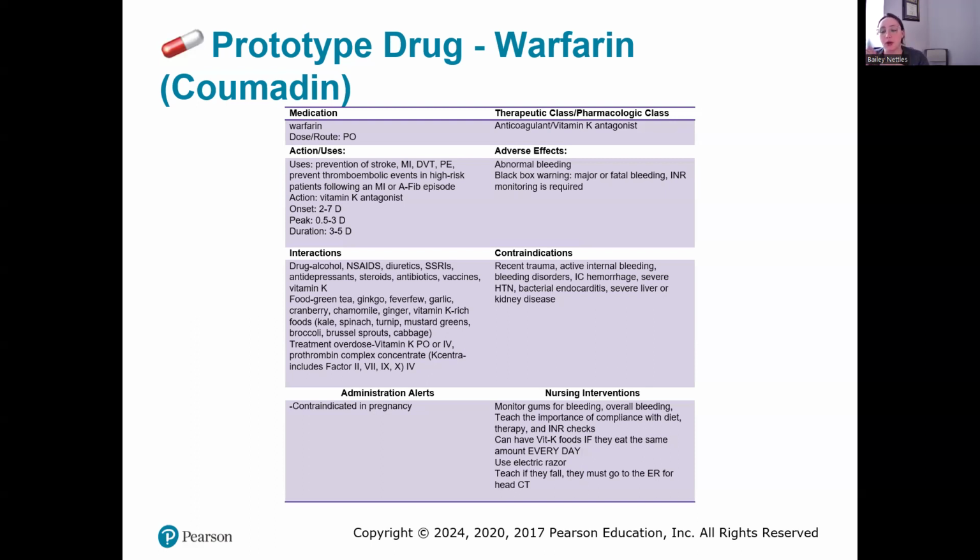Okay. So the very last point, teach them if they fall, they have to go to the ER. This is with any blood thinner. If you are on a blood thinner and you fall, I don't care if you hit your head or not, you need to go get checked. Okay. Things happen during events like that. You don't know if you hit your head or not. Go get a head CT. Okay. We need to make sure you don't have bleeding on the brain, because it can happen like that.